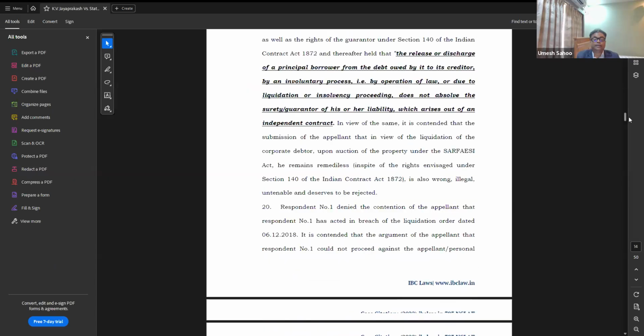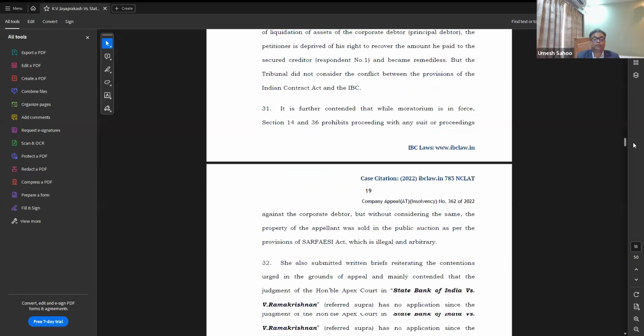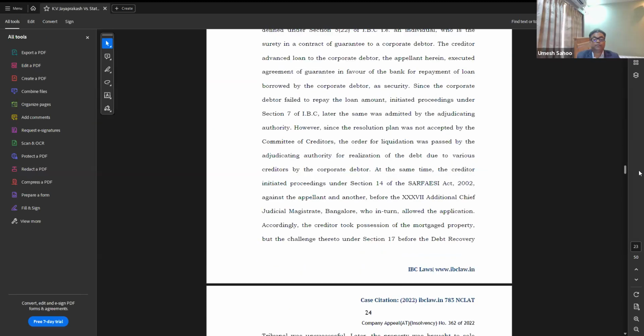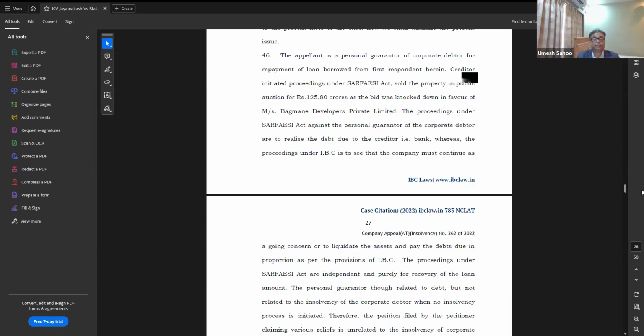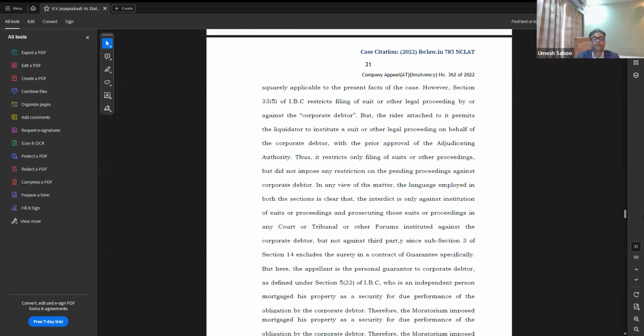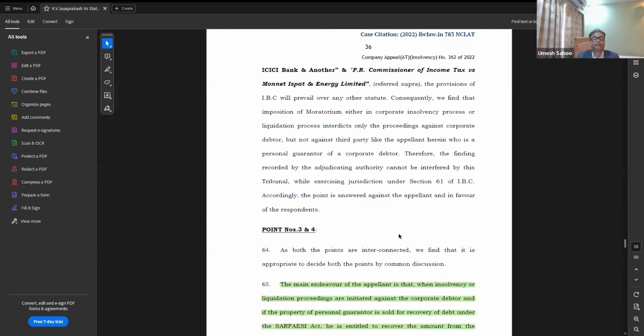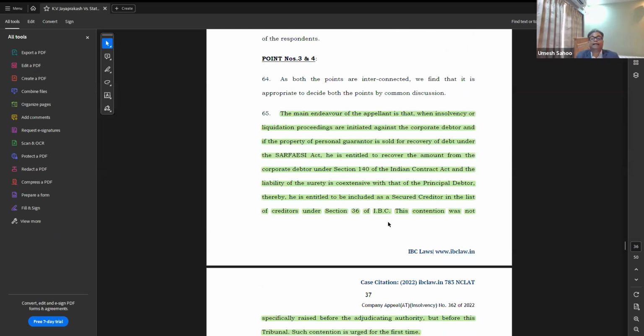If you go to the definition of the... yes, this is the point. The main contention of the appellant is that where insolvency or liquidation proceedings are initiated against the corporate debtor, if the property of the personal guarantor is sold, recovery, he is entitled to recover the amount from the corporate debtor under Section 140 of the Indian Contract Act.